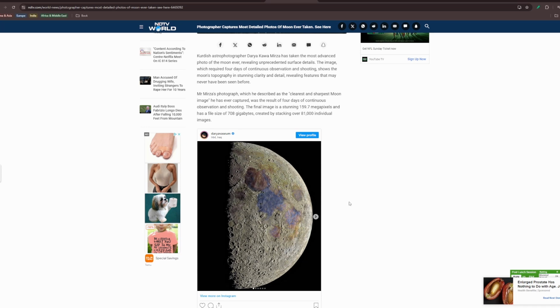Mr. Mirza's photograph, which he described as the clearest and sharpest moon image he has ever captured, was the result of 4 days of continuous observation and shooting. The final image is a stunning 159 megapixels and has a size of 708 gigabytes, created by stacking 81,000 individual images.